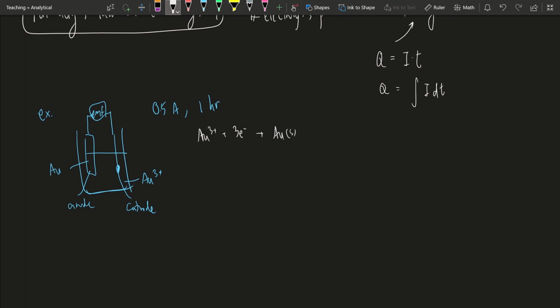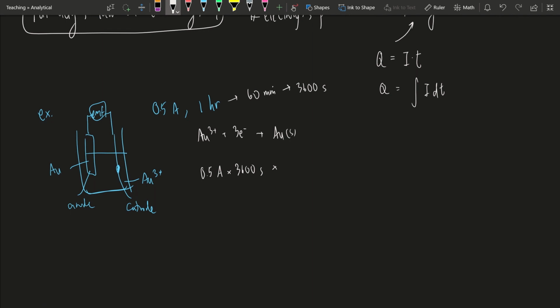Q equals I t, right? So this is actually 0.5 ampere multiplied by 1 hour, but we want to convert hour to second, which is the SI unit. And 1 hour is 60 minutes, right? And 1 minute is 60 seconds. So this is actually 3600 seconds. And this is going to be coulomb already. Ampere second is coulomb, of course.